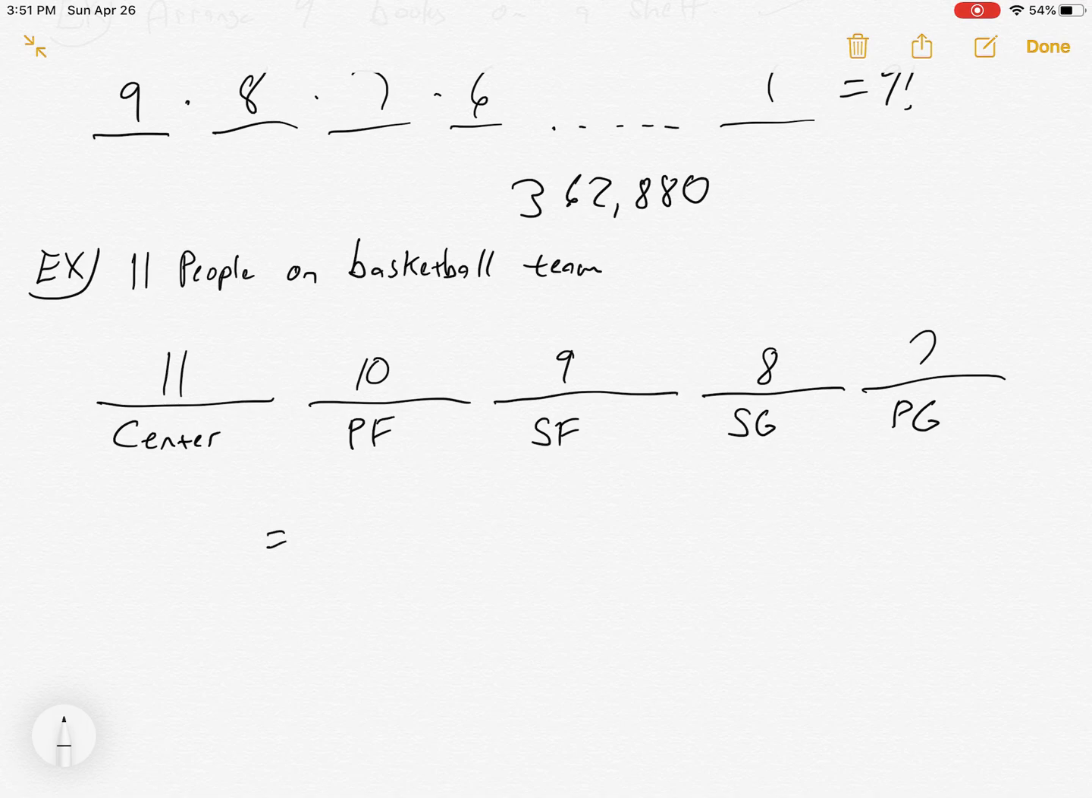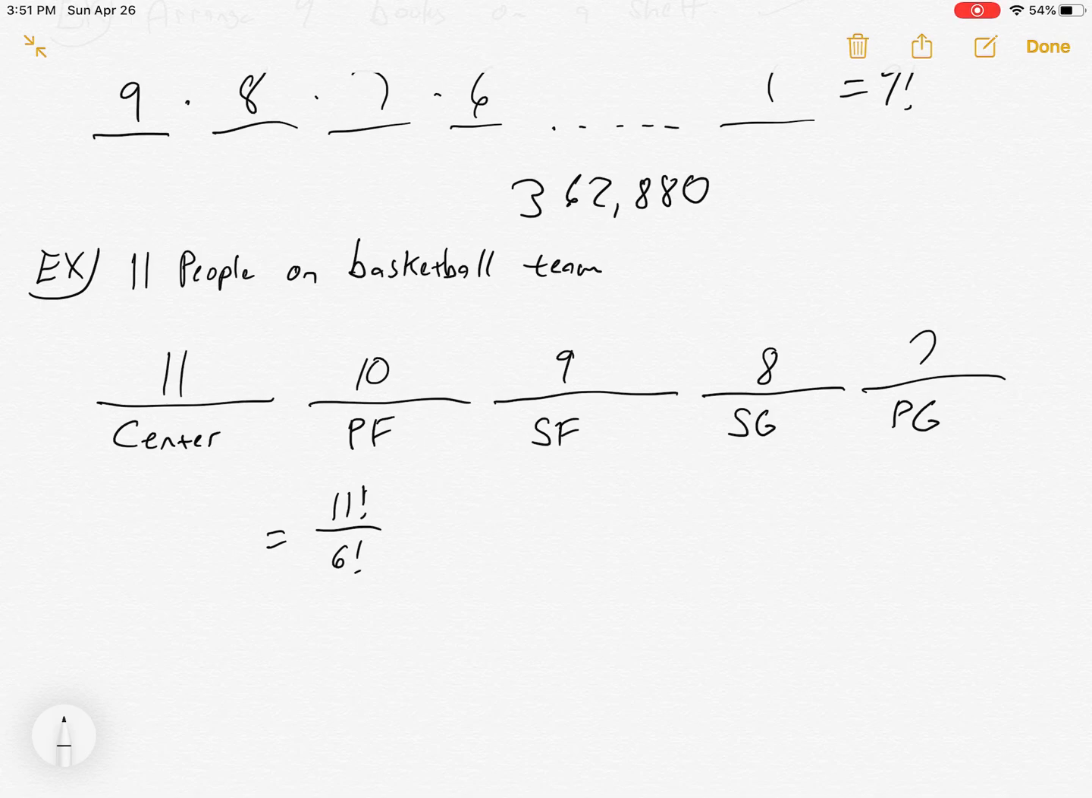So center, you look through the 11, you pick one. There's 11 choices for your center. Your power forward, you can't have the same power forward as your center. So you have 10 options for the power forward. You have 9 for the small forward. You have 8 and you have 7. Of course, it doesn't matter the order you pick them. If you pick point guard first, it doesn't matter. So how can you do this?